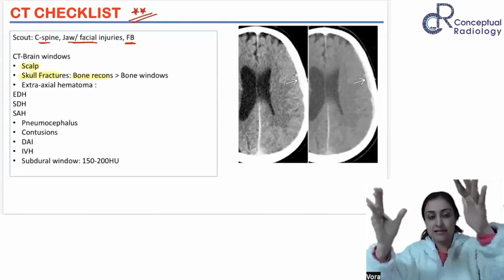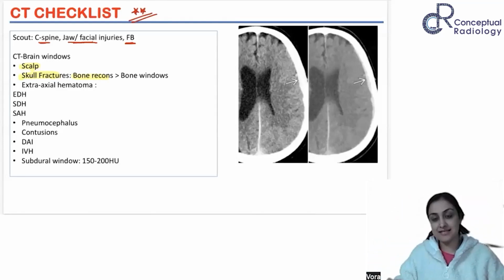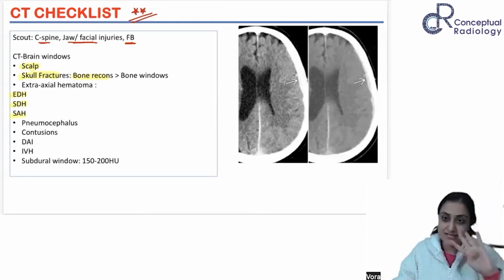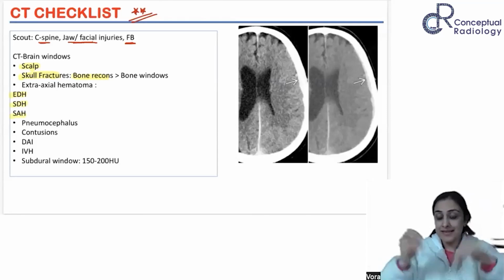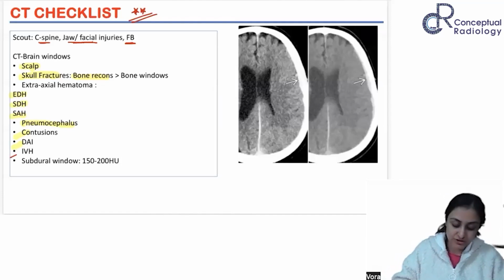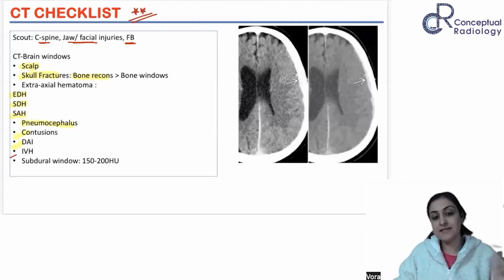So we are coming inside. Scalp देख लिया, skull देख लिया. Now look for any extra-axial hematoma outside the brain, which could be EDH, SDH, SAH. We'll see all of these. If there is any pneumocephalus, then you come inside, intracranial injuries, which could be contusions or diffuse axonal injury. Coming further inside, is there any intraventricular hemorrhage? And one very important thing is subdural window.